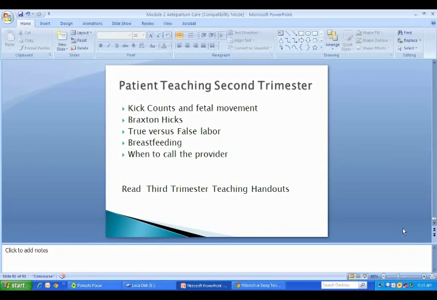We start reviewing breastfeeding because they have to prepare their breasts for breastfeeding. That would be like with bathing. And don't go using hot water and harsh soaps on the breast and the areola. Teaching them how to toughen up their nipples for breastfeeding. And when they should be calling the provider.